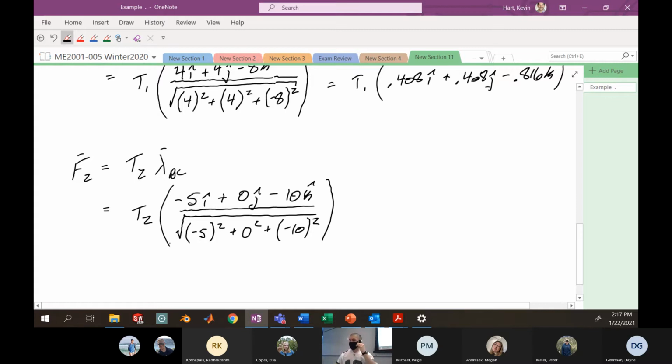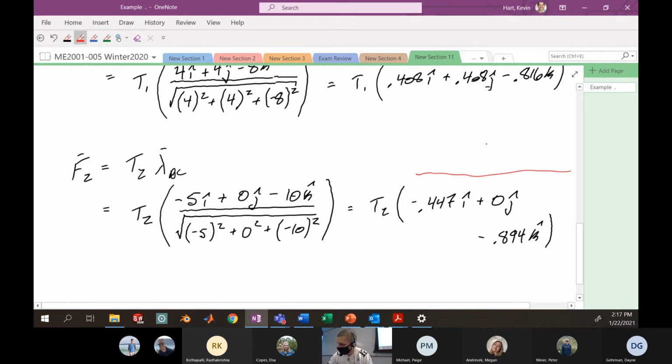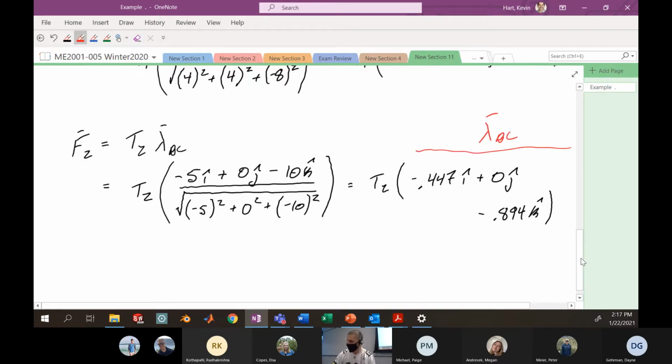Okay. And here we are. So this F2 then finally is going to be T2, whatever that tension is. And after sort of working the math here, you'll have negative 0.447 I hat plus 0 J hat if you want. Not necessary, but you can put it in there if you like, minus 0.894 K hat. And this here would sort of be your unit vector along BC. That was the unit vector before common era, lambda BC. Or is it BCE? I don't know.